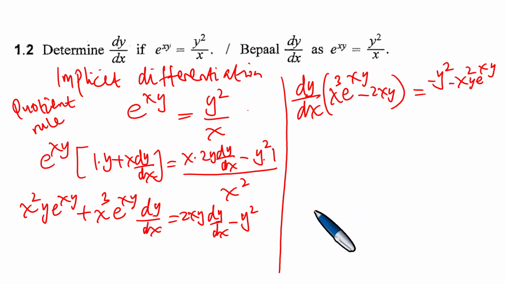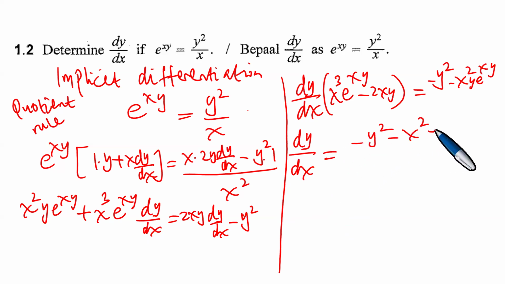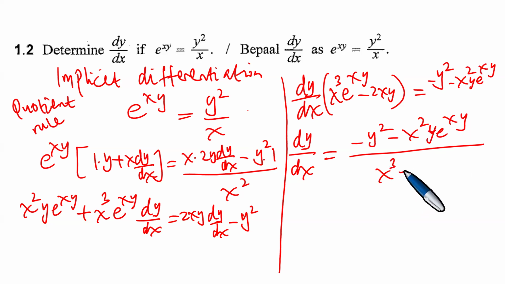So we have this. Subtract. So dy/dx is minus this, x squared y e to the xy, divided by x cubed e to the xy minus 2xy. So that becomes the answer. Any question, remark?